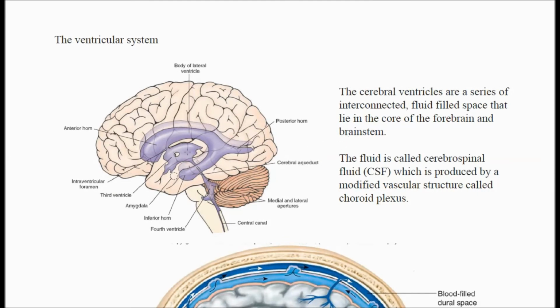So it's a hollow, interconnected structure that we can see in the deeper, middle aspect of the cerebrum, the forebrain, the diencephalon. This cerebrospinal fluid is produced from a structure in the ventricular system called the choroid plexus.